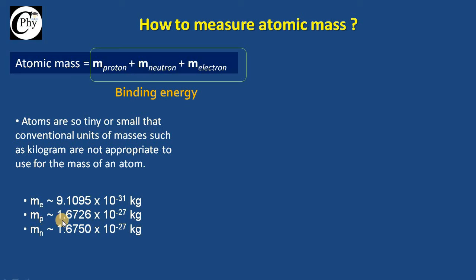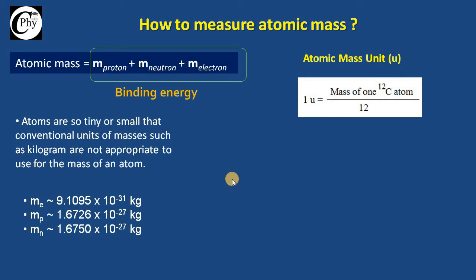Similarly, the mass of the proton is 1.6726 × 10^-27 kg, and the mass of the neutron is 1.6750 × 10^-27 kg. So you can see these masses are too small in terms of conventional units of mass. So a new unit has been used to measure atomic masses, which is known as the atomic mass unit. One atomic mass unit is equal to 1/12 of the mass of a carbon-12 atom.